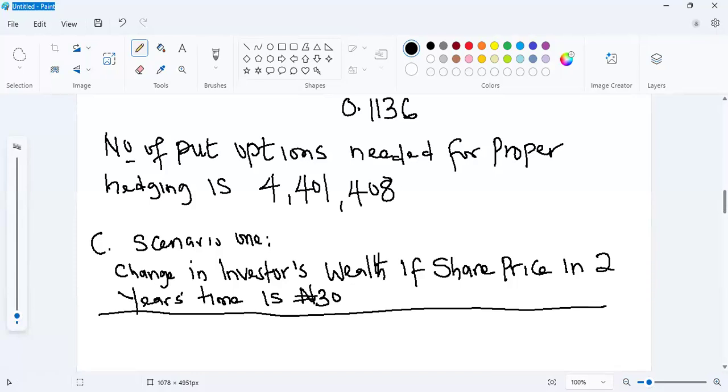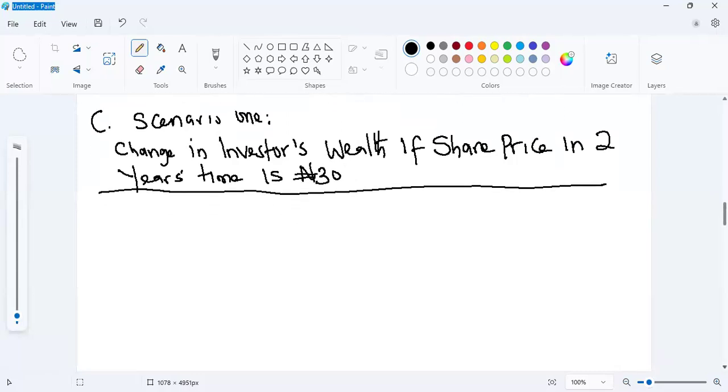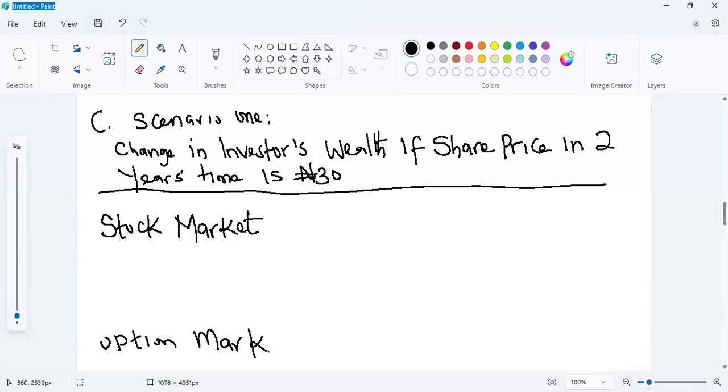Now you have two different markets. We have the stock market, where the investor can buy and sell shares. And we have the option market, where you can take options to protect your investments. I will restate that. We have two markets involved: the stock market, where the investors buy and sell shares, and the option market, where the investor hedges against risk.